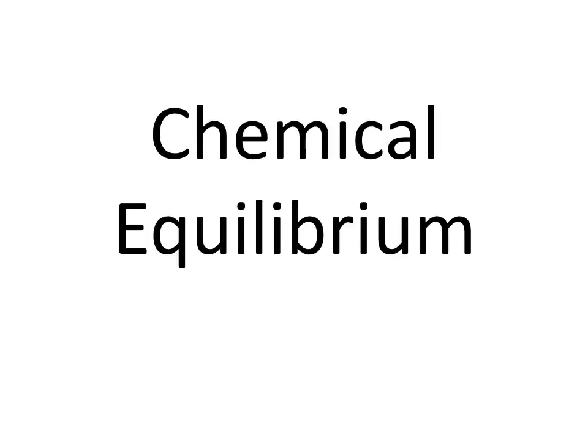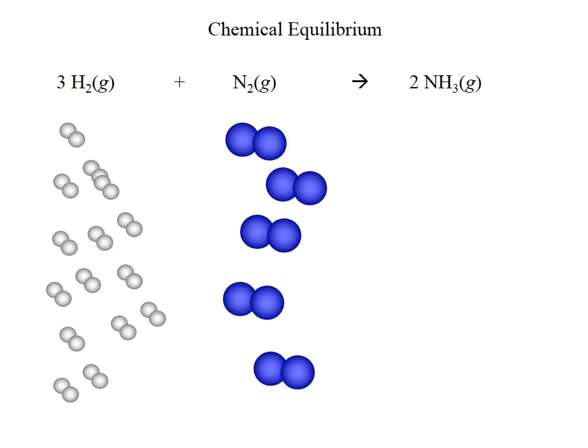This video is going to be an introduction to chemical equilibrium. We're going to use this reaction as an example: 3 moles of hydrogen react with 1 mole of nitrogen to form 2 moles of ammonia.